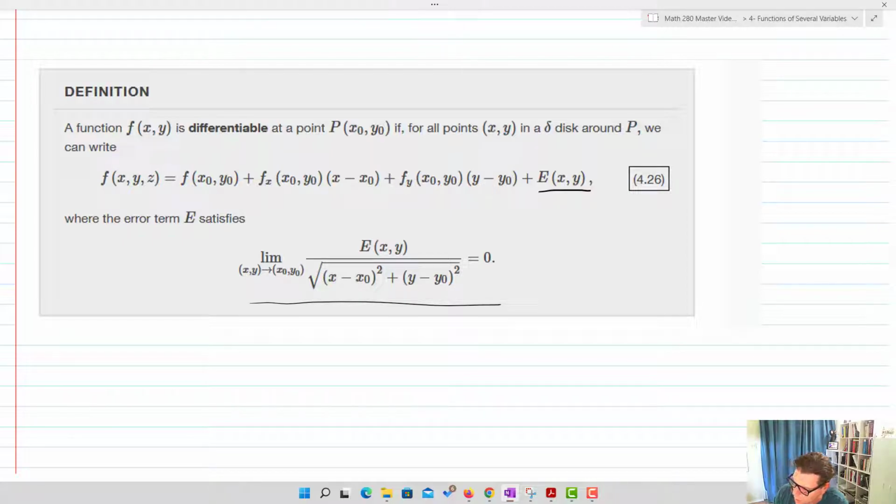Basically, we want the value that we get from the tangent plane to become the value of the function as our point x, y approaches x naught, y naught. As we get close to the function that we're trying to find the derivative of on our surface, we're closing in on the tangent plane, and as we close in, that error term should move to 0.